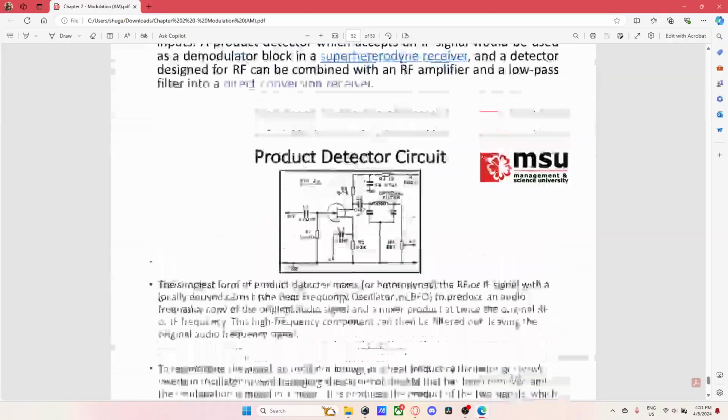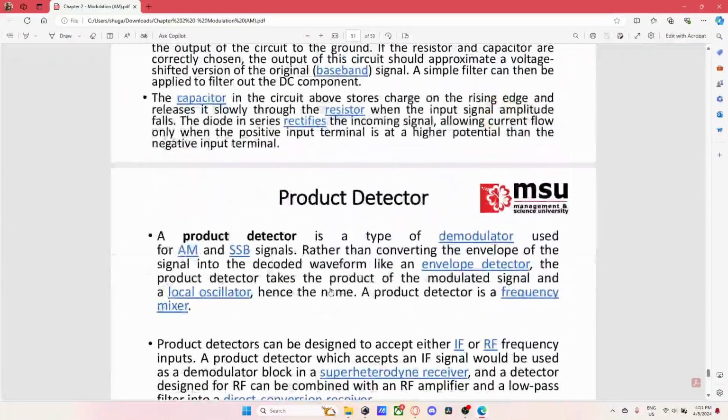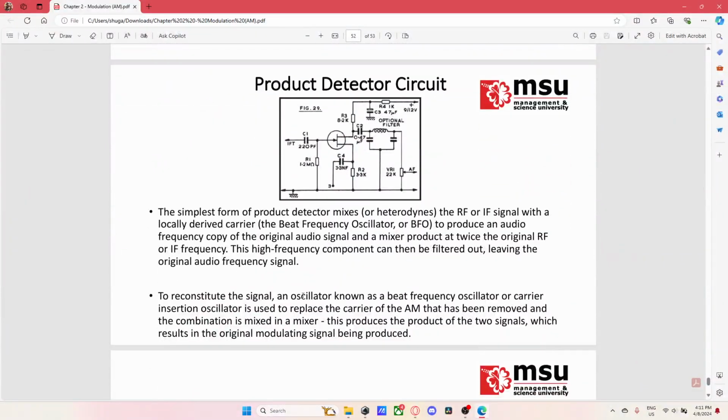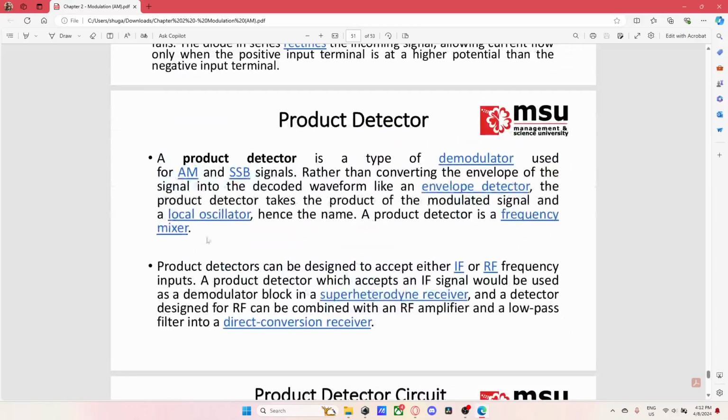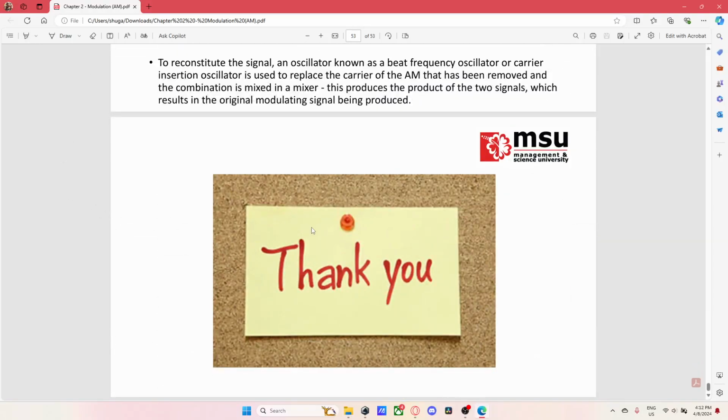Both of these you can read by yourself here for the product detector. It is just the theory for the product detector. So that is all for AM modulation.